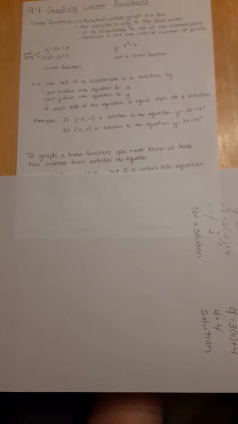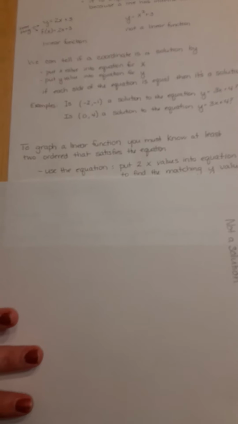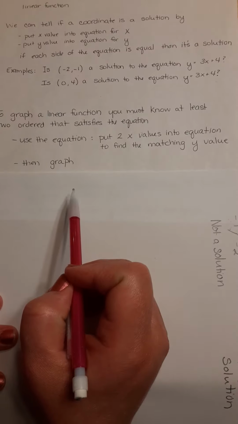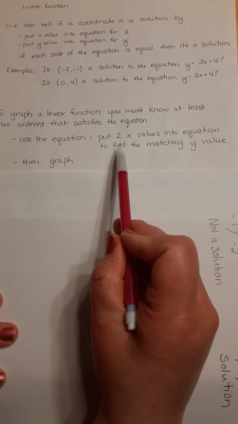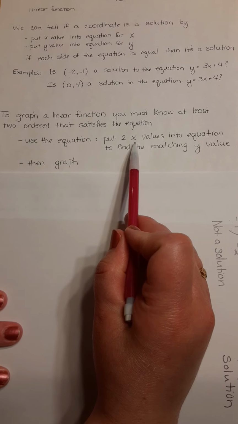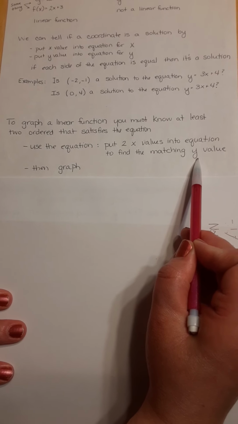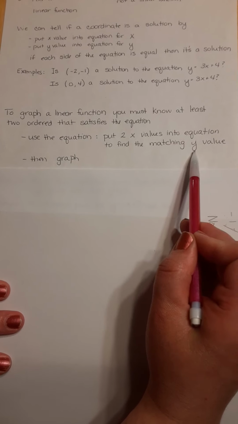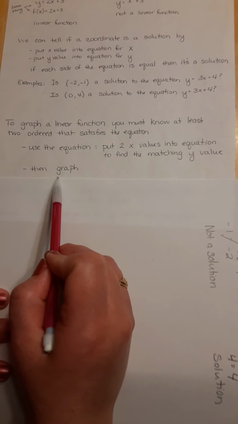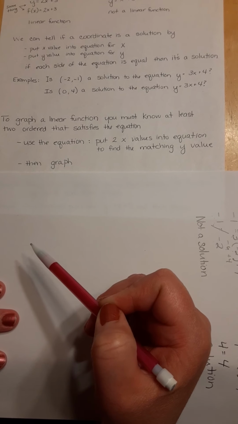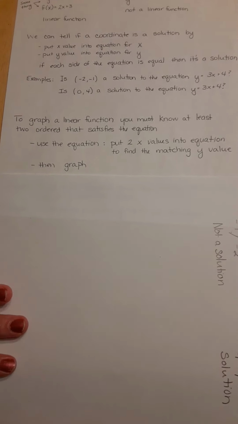Now, to graph a linear function, we need to know at least 2 points on the graph. We need to know the 2 endpoints. So what I'm going to do is use my equation, and I'm going to choose any x values that I want. I'm going to put those x values into the equation so that I can find the y value. Once I get those 2 coordinates, I can graph those coordinates, connect the points, and I've got my linear function graphed.